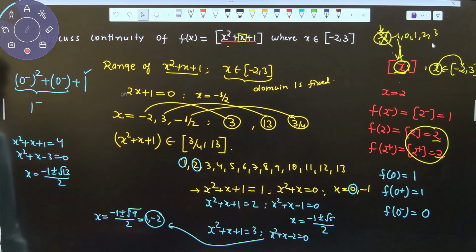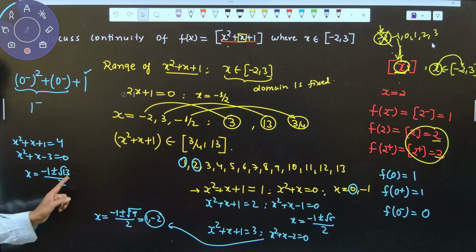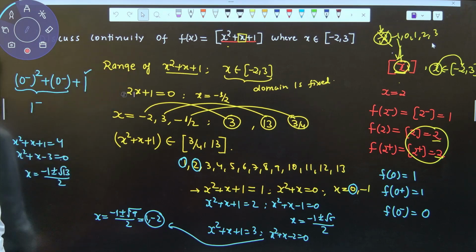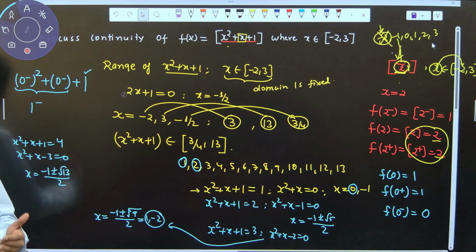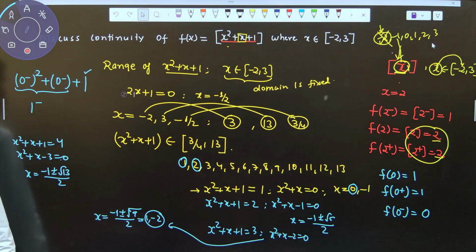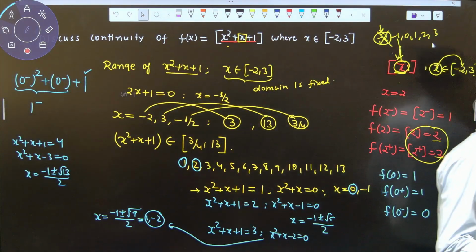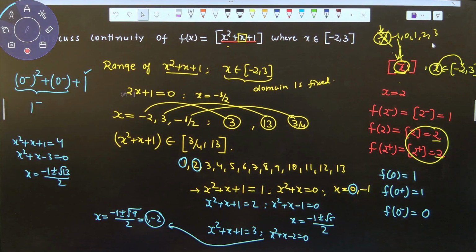So you understood the logic? Now you have to find what root 13 is, and then you will get two values of x, and you check whether both are lying between minus 2 to 3 or not. If it is lying, it will count. If it's not lying, it will not count. Okay, write down. After that, I will teach you how to draw the graph of the greatest integer. We'll do this question again with the help of the graph.